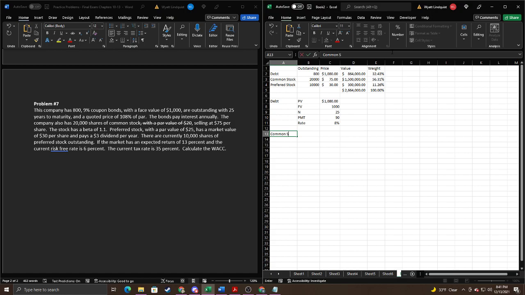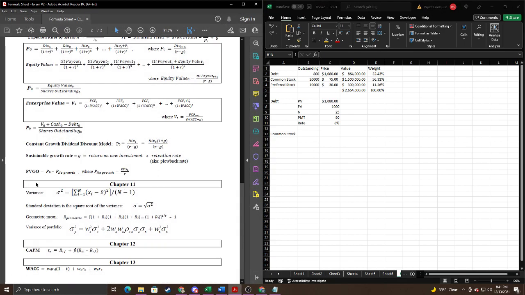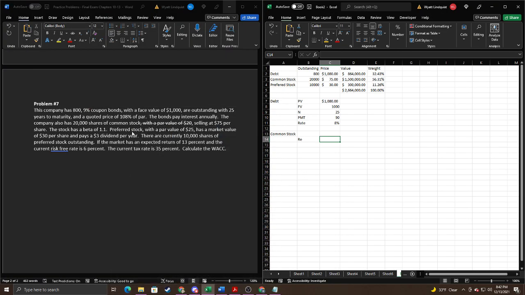Let's now move on to common stocks. And now for common stocks, we're going to use the capital asset pricing model, because that is all we have. If you don't remember, the capital asset pricing model is right here. So where the return, or the required return, is the return on the risk-free. So let's pull this out of the equation.